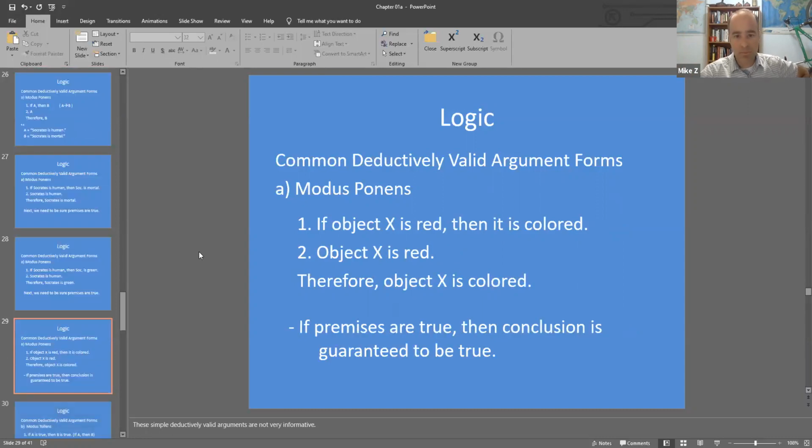So here's another example, same argument form as the modus ponens form. If some object is red, then it's colored. Then this object, I'm calling it object X, is red, so therefore object X must be colored. If those premises are true, then the conclusion is guaranteed. So this is a deductively valid argument.